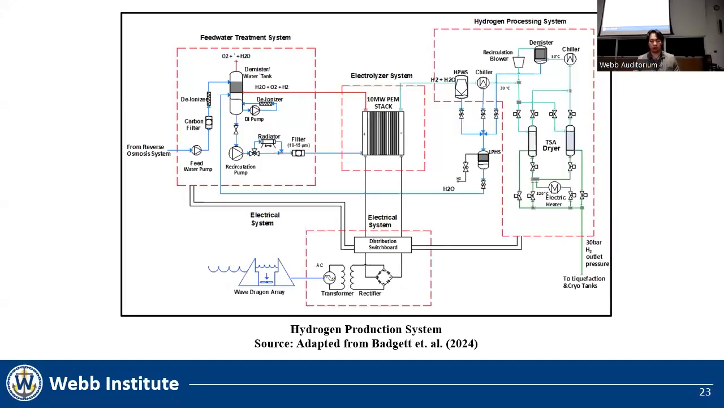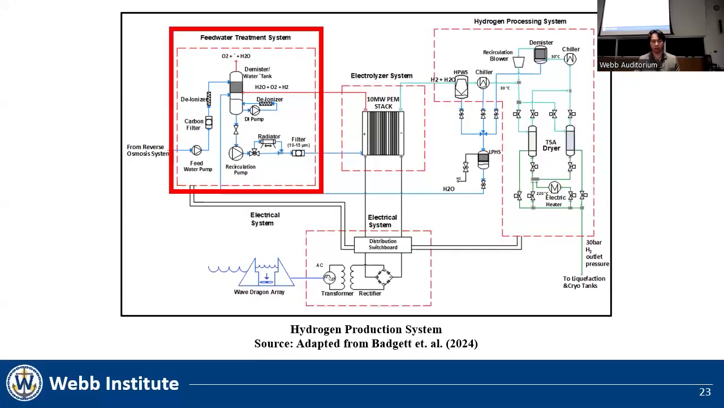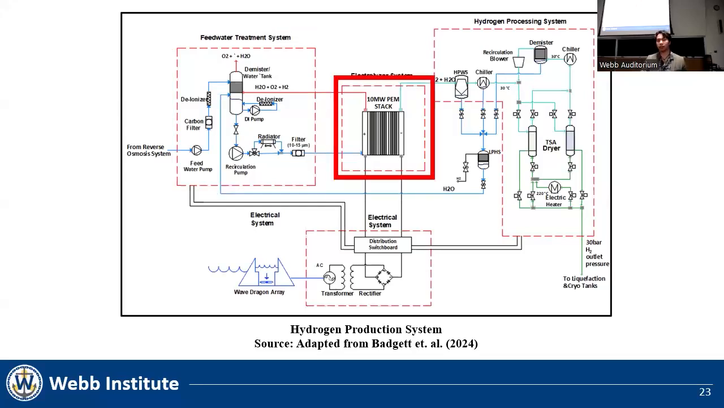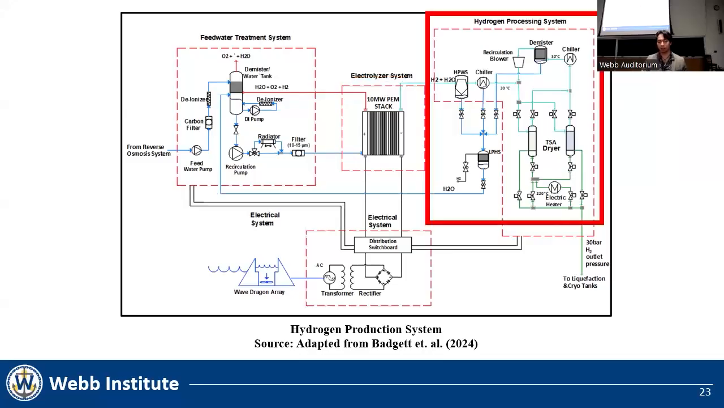Here the overall system is shown. So first, seawater is taken from the ocean, and then it goes through a reverse osmosis system and is applied to the feed water system as fresh water. This feed water system ultra purifies the fresh water and supplies it to the electrolyzer stack. The electrolyzer stack produces gaseous hydrogen, which goes over to the hydrogen processing system, which dries and purifies the hydrogen before passing it on to the liquefaction system and the cryotanks for storage.